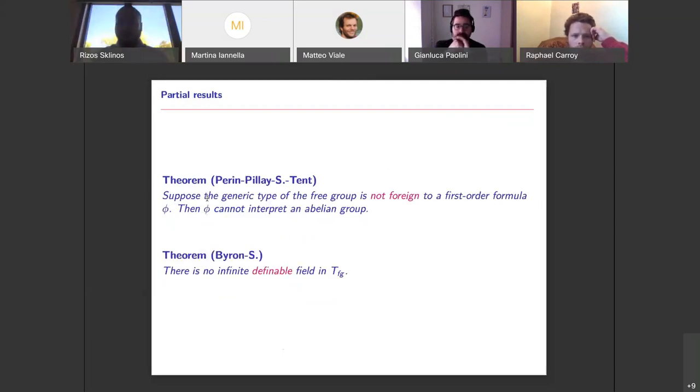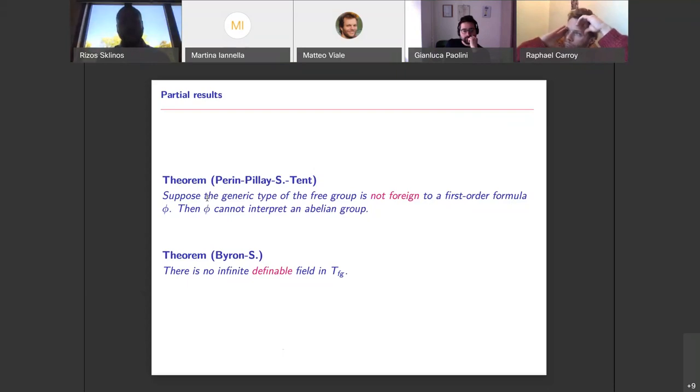So there were already some partial results. One of the results we obtained with Chloe, Anan, and Catherine is about a special class of formulas, formulas for which the generic type is not foreign to them. In the free group, which is connected, we have a unique generic type over any set of parameters. For the formulas that the generic type is not foreign to, these formulas cannot even interpret an abelian group. So we cannot have such a formula act as the domain of a definable or interpretable abelian group. I will give a particular example of this theorem for a particular formula having this property. I don't want to explain the technical term.